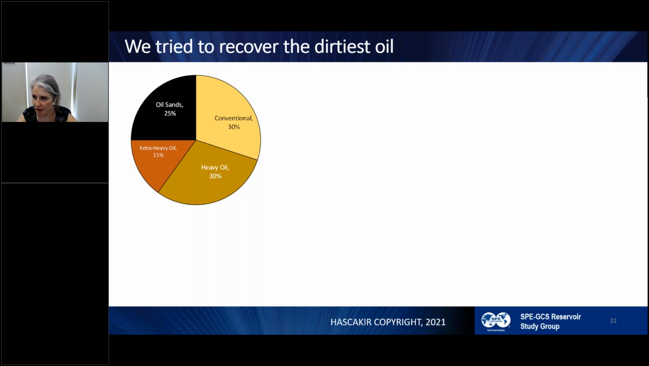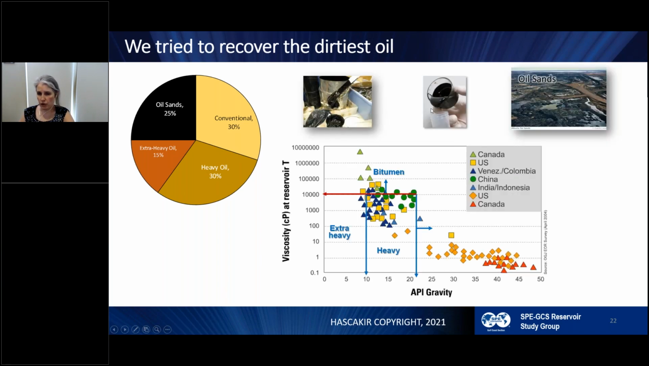So what is the dirtiest oil? This is the oil resources that we have. This is the conventional oil resources, and the remaining oils that are trapped in a conventional rock are oil sand, extra heavy, and heavy oil. So here you are seeing those pictures. They are nasty oils, okay?